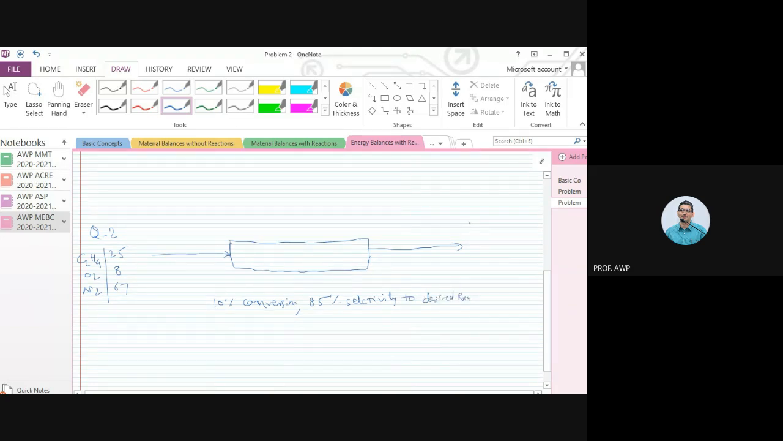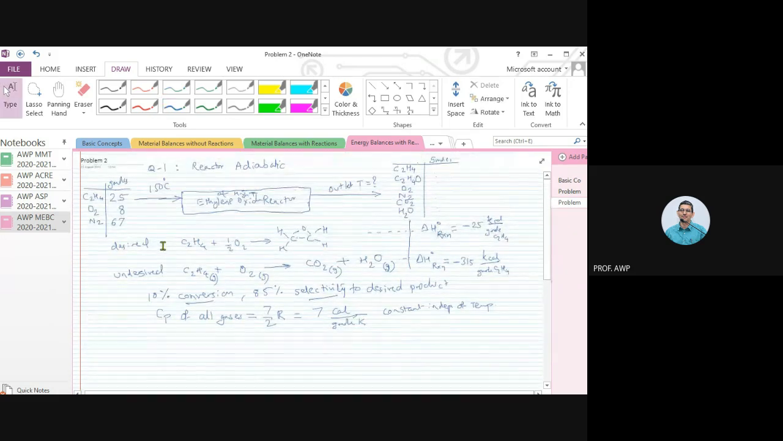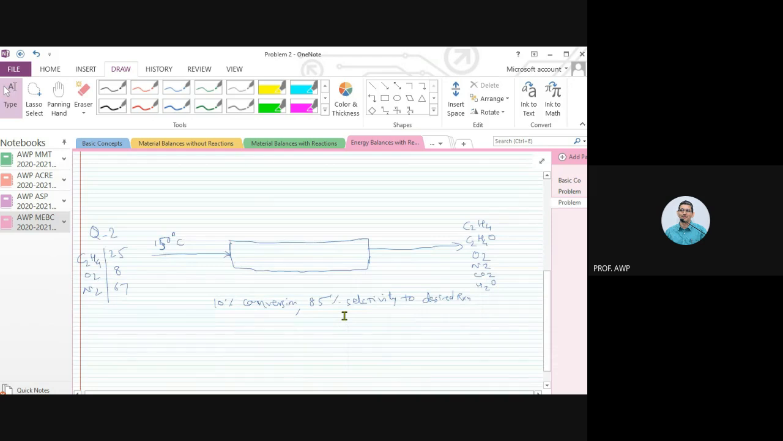So what goes out will be ethylene, ethylene oxide, oxygen, nitrogen, carbon dioxide, water. Everything is the same. Incoming temperature is the same, 150 degrees centigrade. Except now we are saying it is an isothermal reactor operating at 150 degrees centigrade. So this product that goes out must also be at 150 degrees centigrade.